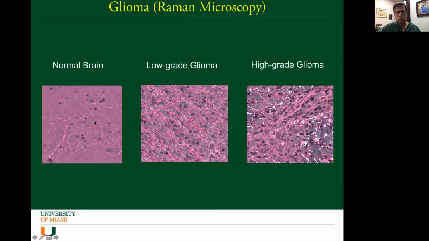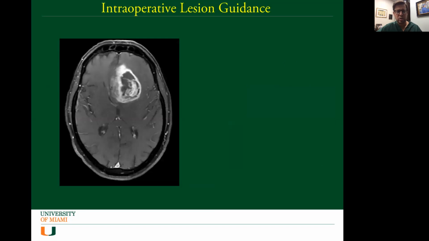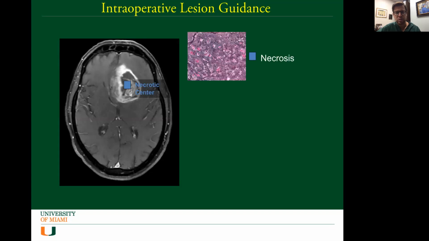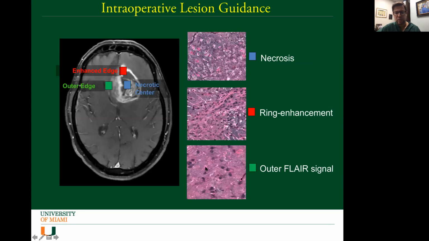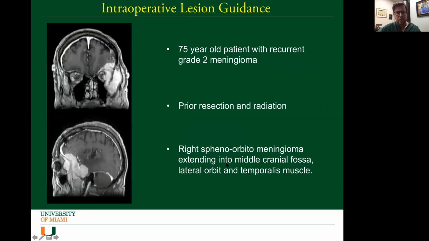And the progression from normal brain to low-grade glioma to high-grade glioma is easily seen not only with the increasing cellular proliferation, but also with the pseudopalisading and necrosis seen here in the glioma. And so here's one of our patients where we took the directed guided biopsy samples and then looked at the Raman spectroscopy. You could see the different areas of the tumor very clearly. Here's the necrotic center, here's the ring enhancement at the outer edge, and here is the outer flare, seeing this dispersement of the tumor cells.